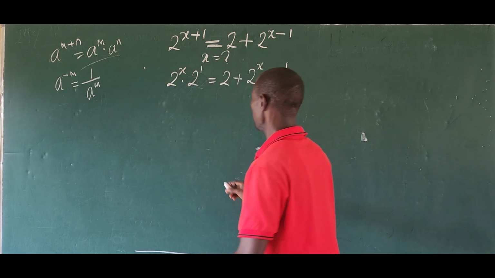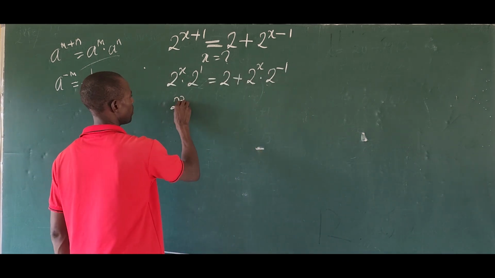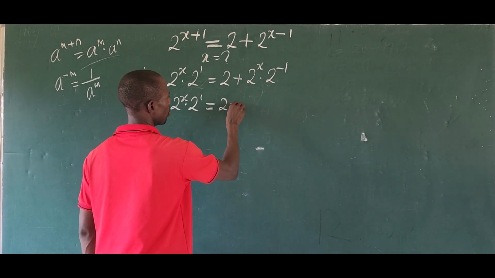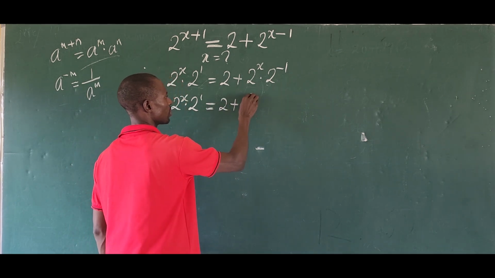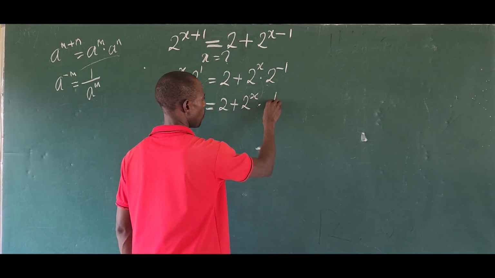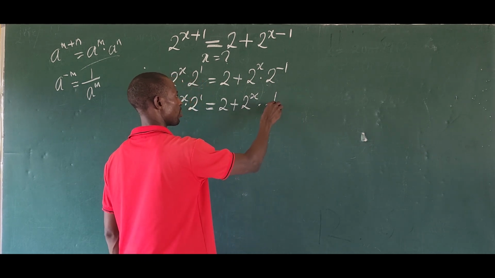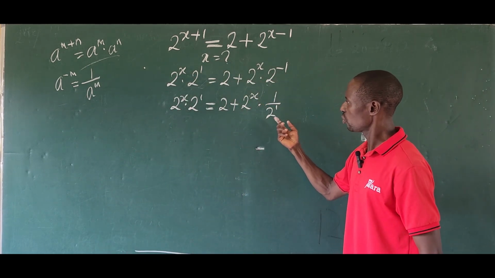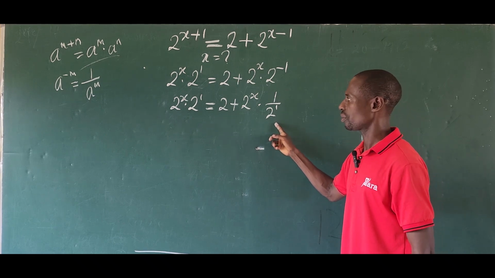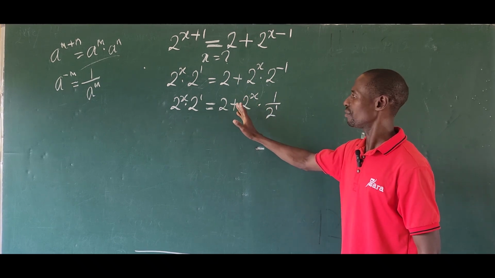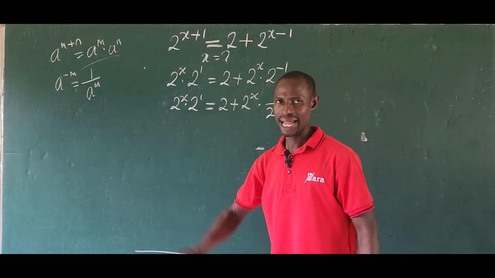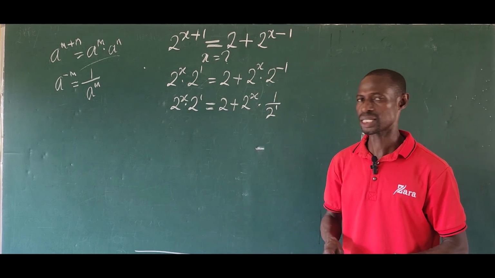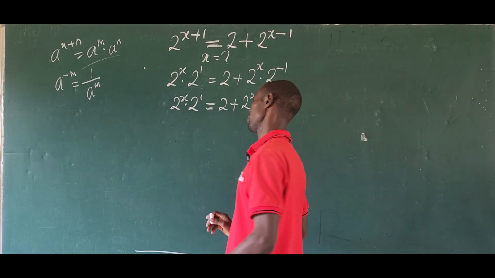So if we do that, we're going to have 2 to the power of x times 2 to the power of 1 equal to 2 plus 2 to the power of x times 1 all over 2 to the power of 1, which is the same thing as 2. We have to eliminate this denominator. We multiply each of these terms here by 2 to the power of 1. And 2 to the power of 1 is 2. And so this also gives us 2, right?